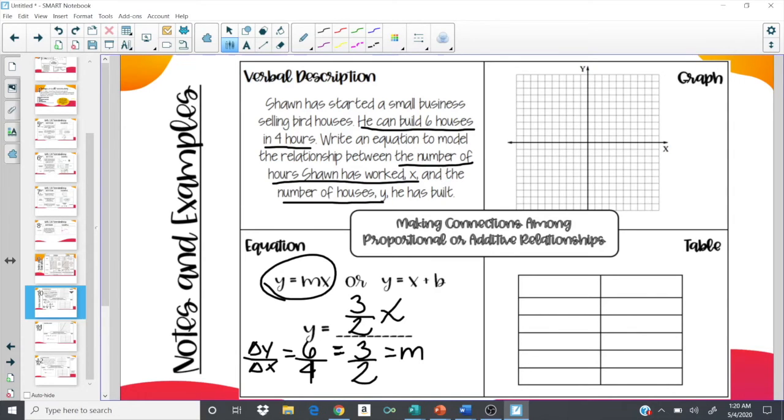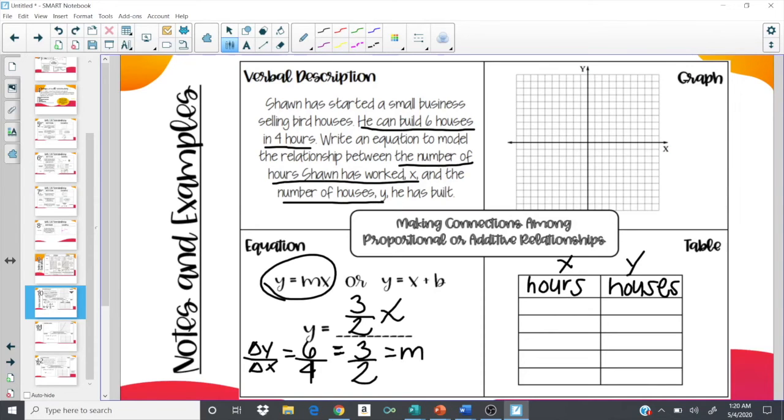Okay, from there, let's create a table. So we have our x values and our y values. X represents the number of hours he worked. So I'm just going to write hours. And y represents the number of houses he built, or the number of houses he can build. So I'm just going to write houses.